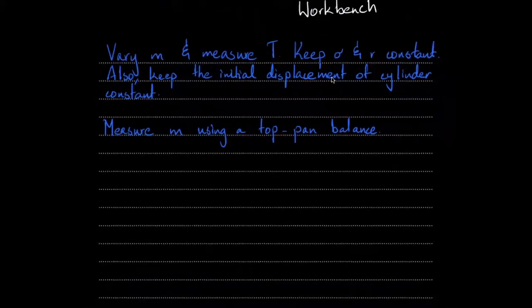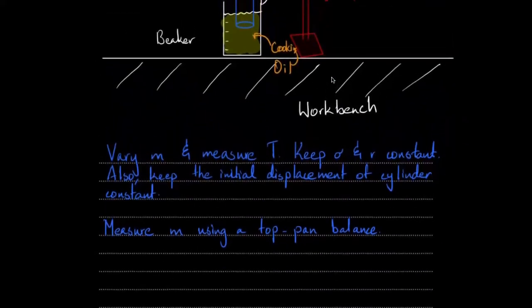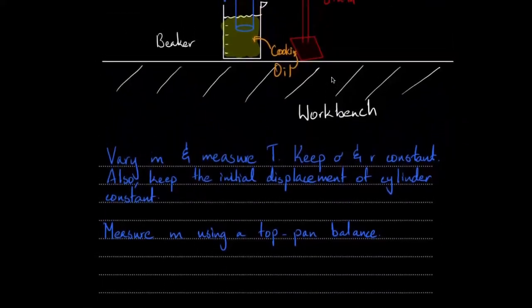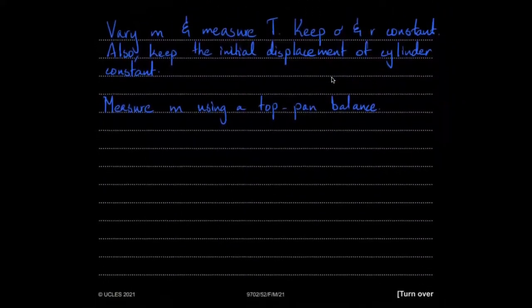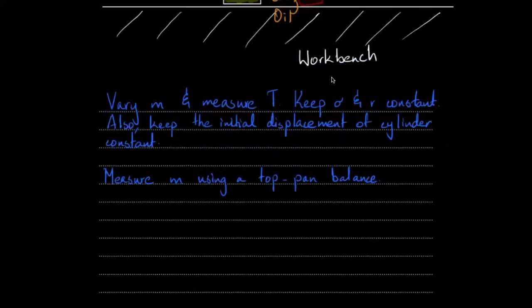And if you think about measuring this mass, we can also say that you measure the mass, but we actually can't say that because the mass of the cylinder is changing. Otherwise, I would say doing this again and repeating the experiment, but I really can't say that here. So measure M using a top pan balance.